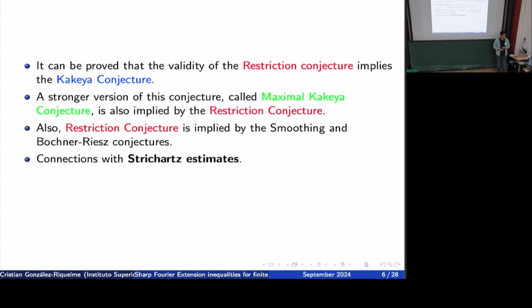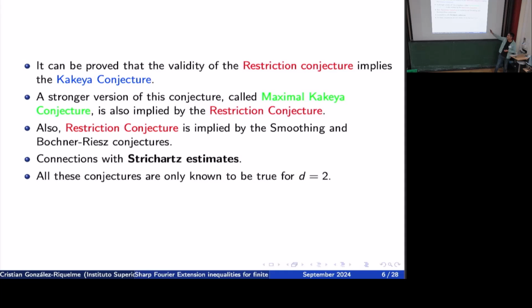Okay, there are also some connections in the PDE case with the so-called Strichartz estimates. Also, I want to say that all these conjectures are only known to be true in dimension 2, in the plane. It's wide open in higher dimensions. In fact, the smoothing conjecture in dimension 2 was only recently solved, a few years ago.